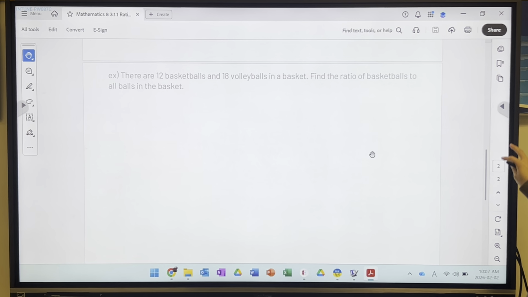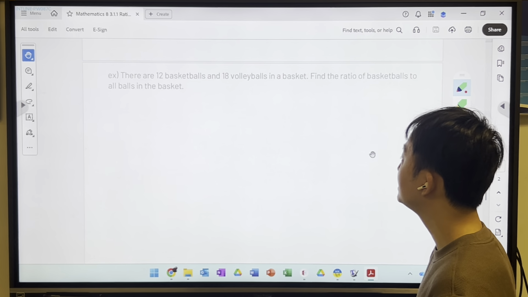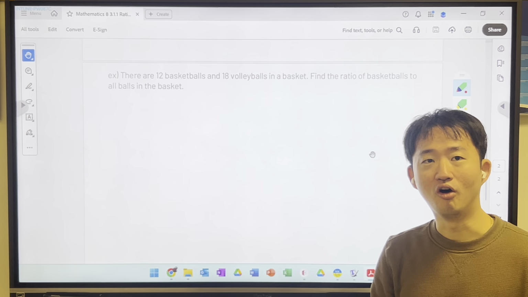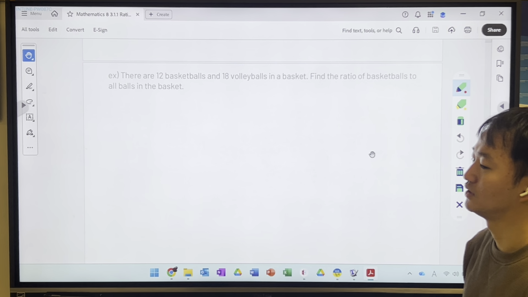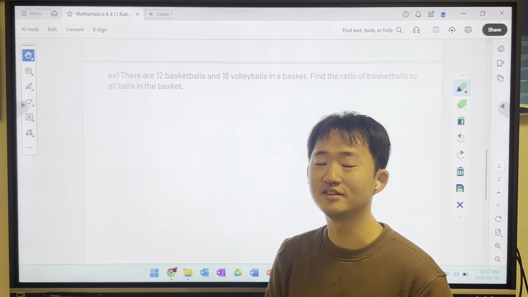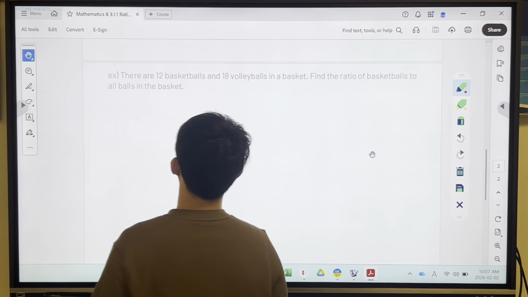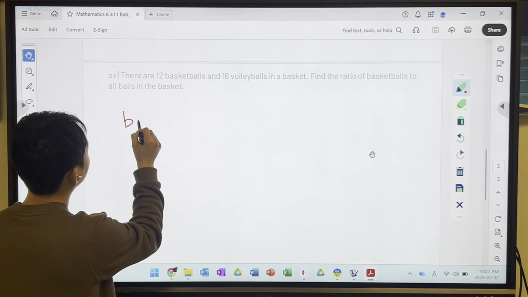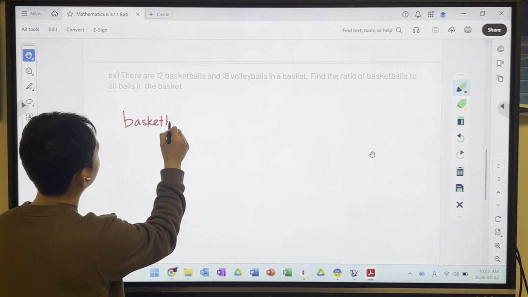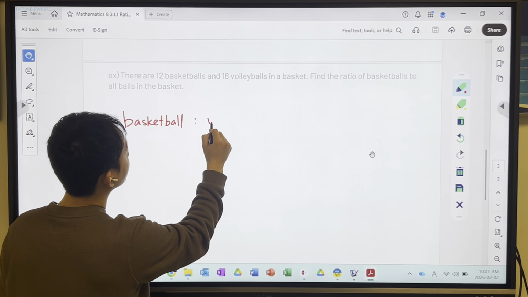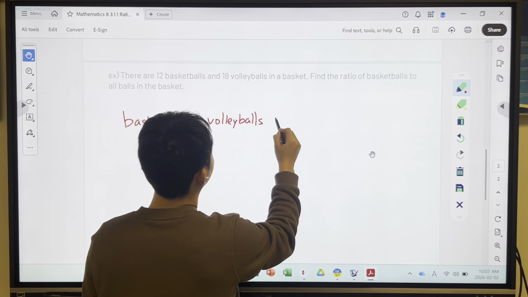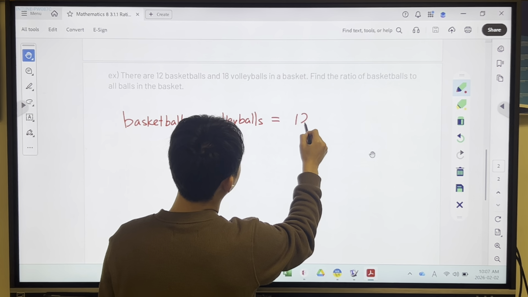Let's try the second question. There are 12 basketballs and 18 volleyballs in a basket. Find the ratio of the basketballs to all balls in the basket. So why don't we first start by writing down the ratio that we know of. So we can say that the ratio of the basketballs to the volleyballs is equal to, well, 12 to 18, obviously.